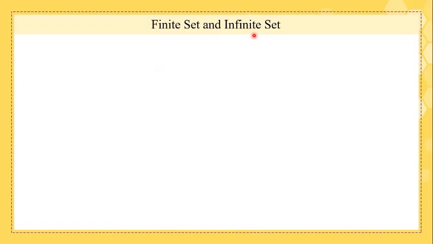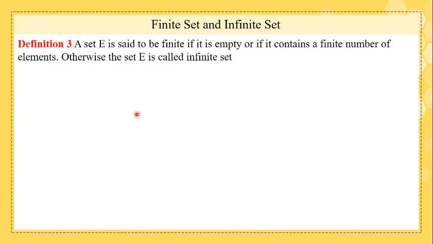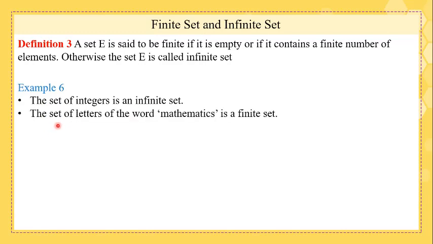Finite set and infinite set. Definition 3. A set E is said to be finite if it is empty or if it contains a finite number of elements. Otherwise, the set E is called an infinite set. Example, the set of integers is an infinite set. The set of letters of the word mathematics is a finite set. The set of even digits is a finite set.